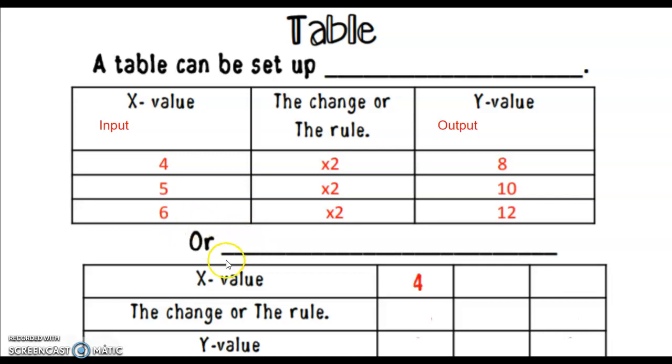We can also look at a table in a different way. So we did kind of a horizontal table. We can also look at it vertically and make sure that we understand what's happening to x and y.